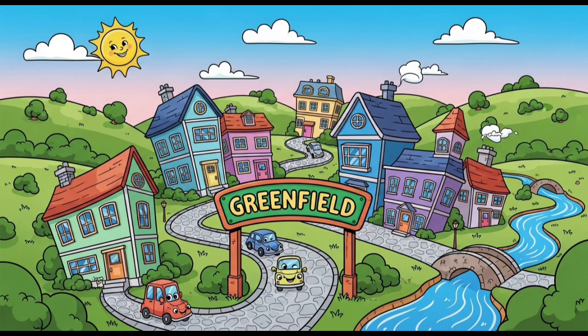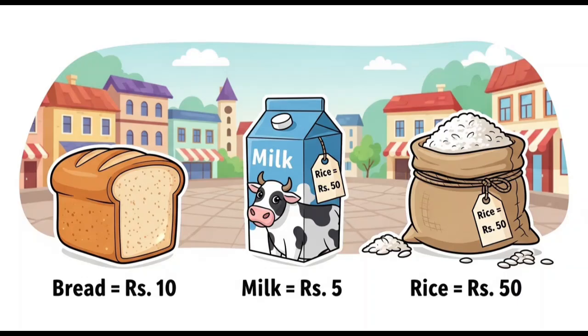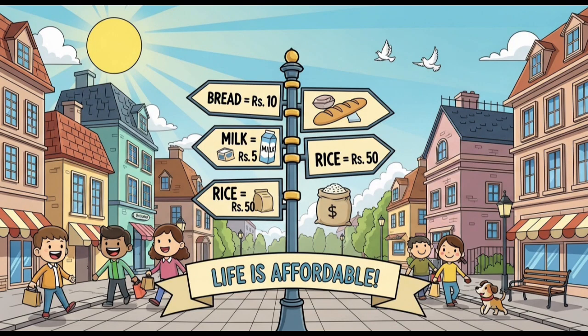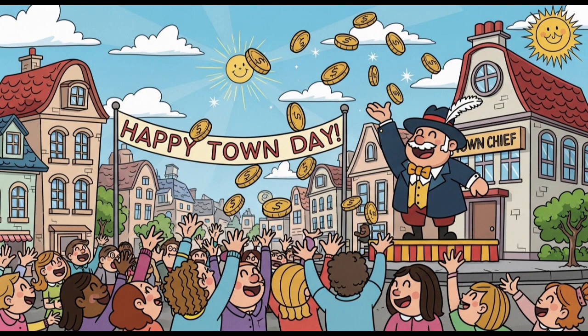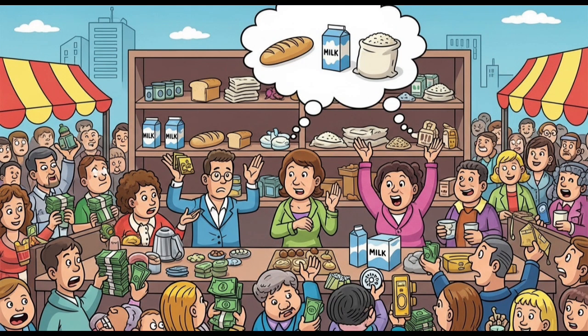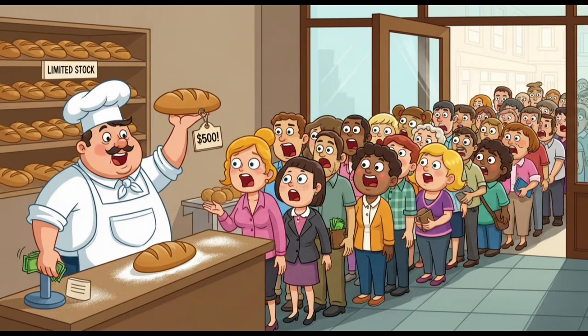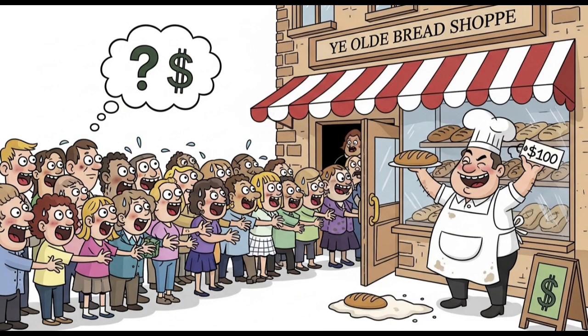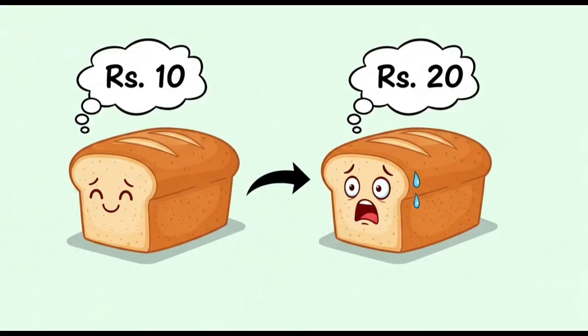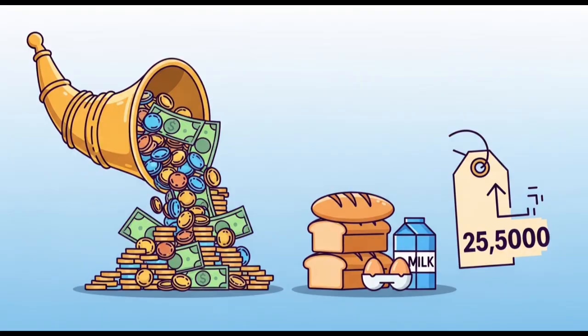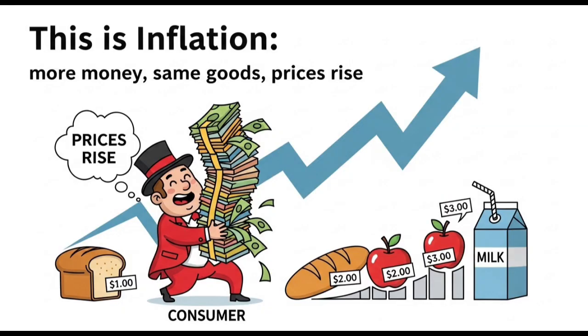Let me tell you a simple story. There's a small town called Greenfield. In this town, bread equals 10 rupees, milk equals 5 rupees, rice equals 50 rupees. Life is affordable. One day, the town chief gives everyone extra money to make people happy. Now people have more money, but shops have the same amount of bread, milk, and rice. Suddenly, too many people want bread. Bread is limited, so shopkeepers increase the price. Bread goes from 10 rupees to 20 rupees. This is inflation. More money, same goods, prices rise.